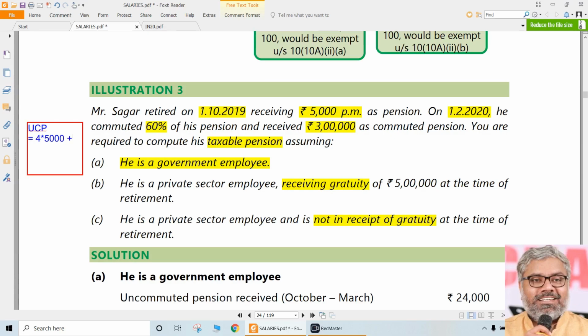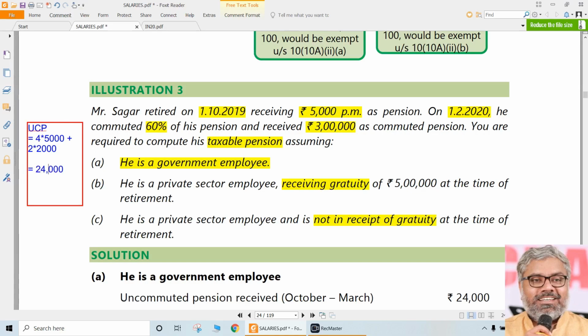Plus, after that you cannot just leave it. There is still uncommuted pension for February and March. For those 2 months, he would have received 40% uncommuted pension. How do we know 40%? Because he has commuted 60%, uncommuted is 40%. So 40% of 5,000 rupees will be 2,000 rupees, for 2 months. So 4 into 5,000, 20,000, plus 2 into 2,000, 4,000. So 24,000 rupees will be taxable.